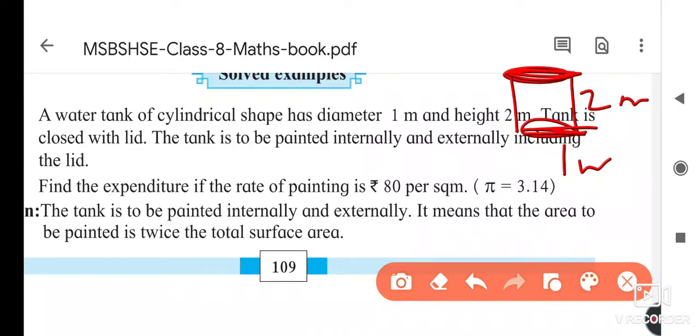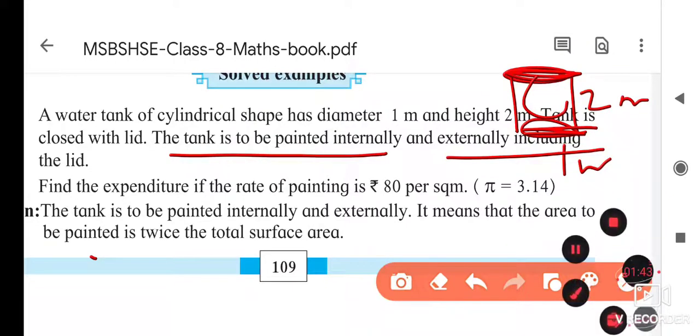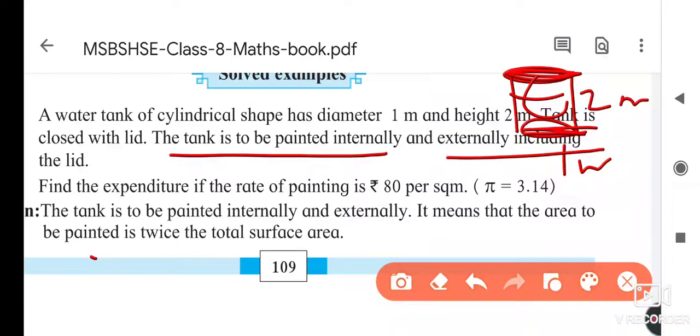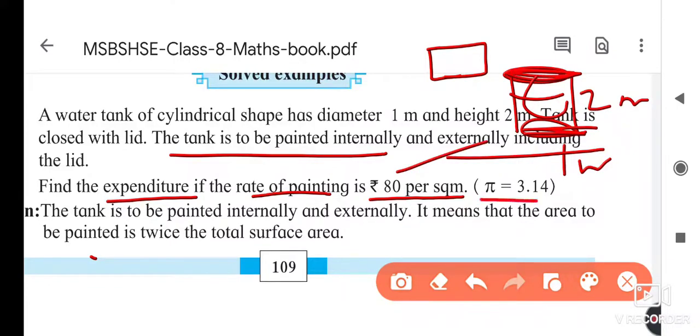The tank is to be painted internally and externally including the lid. This tank we have to paint, we have to give color to it. It has a lid also. So externally and internally, both sides we have to give color, inside the tank and outside the tank. And find the expenditure if the rate of painting is 80 rupees per square meter. 1 square meter, its rate is equal to 80 rupees, and they gave us pi is equal to 3.14. We have to use this in the example.